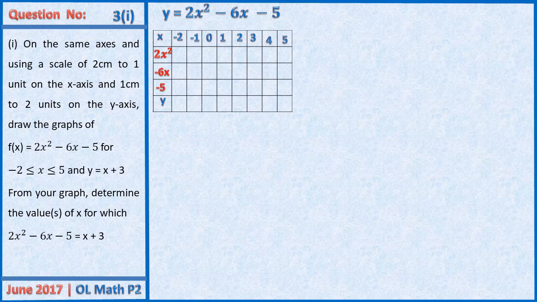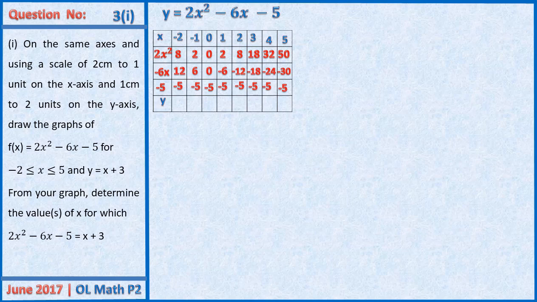Then you take each of the x values, square them and multiply by 2, so that we have 8, 2, 0, 2, 8, 18, 32, and 50. Each of the x values multiplied by -6 gives 12, 6, 0, -6, -12, -18, -24, and -30. Now the -5 is a constant term, so we just add it all through. The value of y is obtained by summing the values in red.